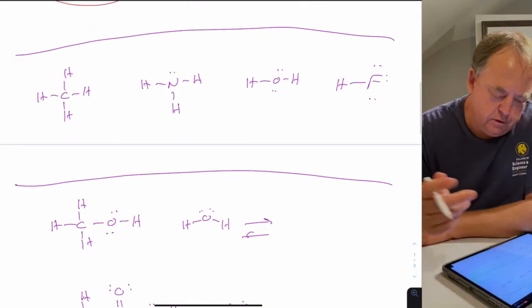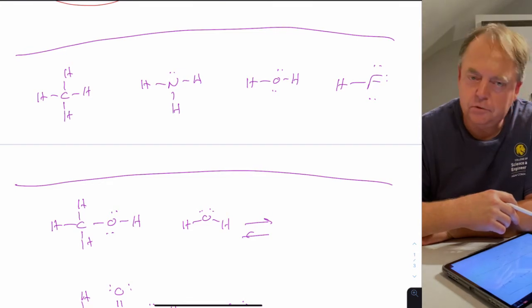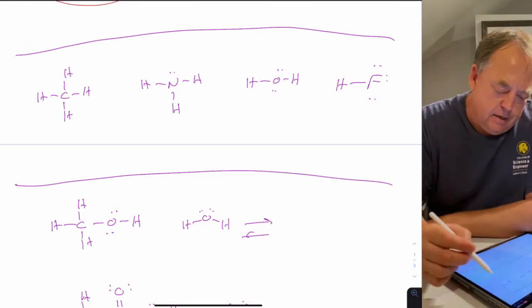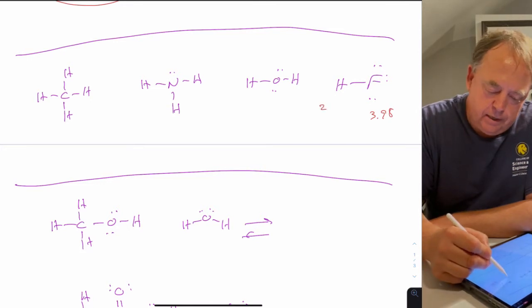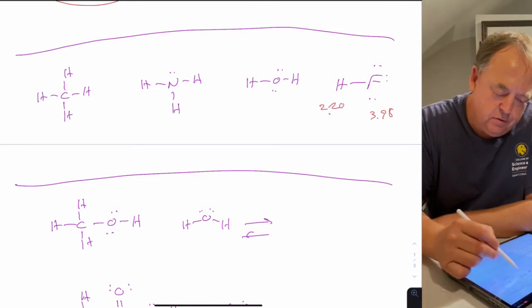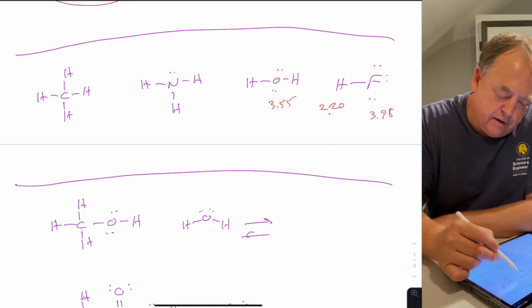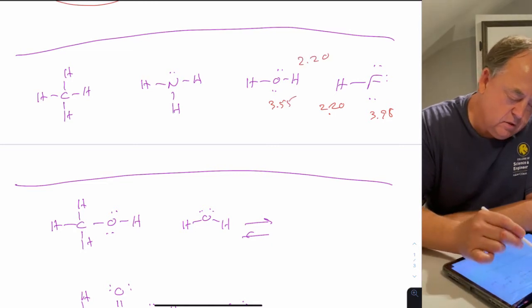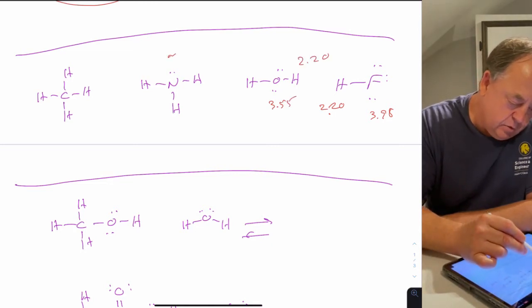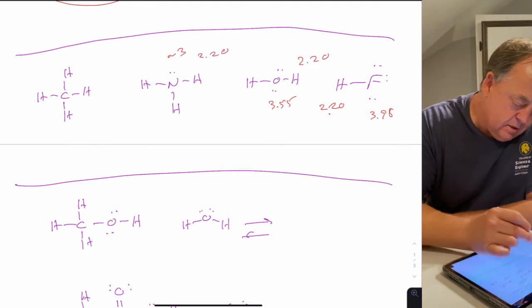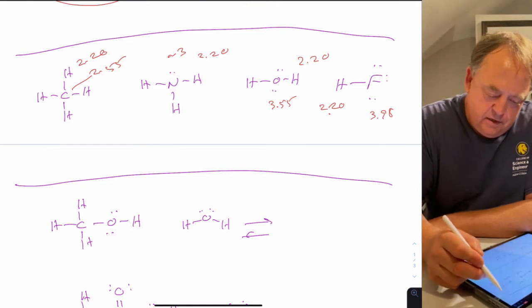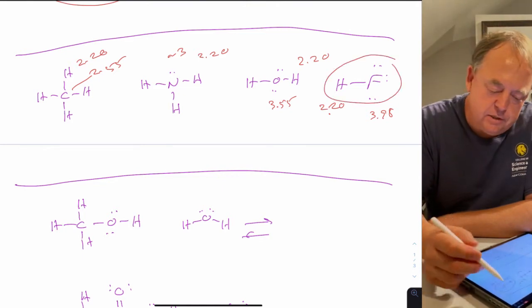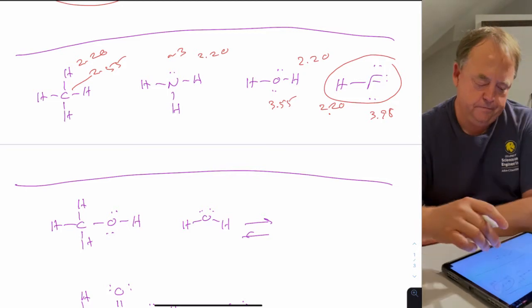Okay, so if we took these 4 molecules, which one has the most acidic hydrogen? And that's going to be the one, right? Fluorine's electronegativity is 3.98, hydrogen's 2.20, oxygen's 3.55, 2.20. I can't remember nitrogen, it's around 3, and carbon's 2.55. So the biggest difference in electronegativity is between fluorine and hydrogen, so that would be the most acidic.